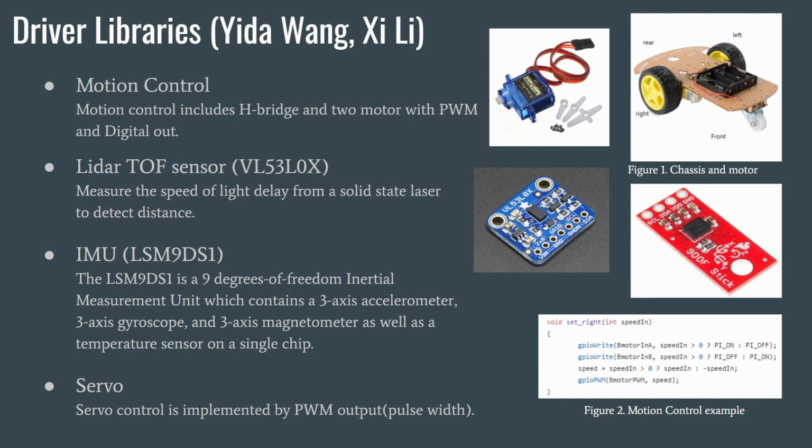The servo is connected to the camera, so by controlling the servo, we're able to turn the camera to the direction we want it to face. And servo control is implemented by the PWM output. By changing the pulse width of the PWM output signal, the servo will be set to a certain location and stay there until the pulse width changes.